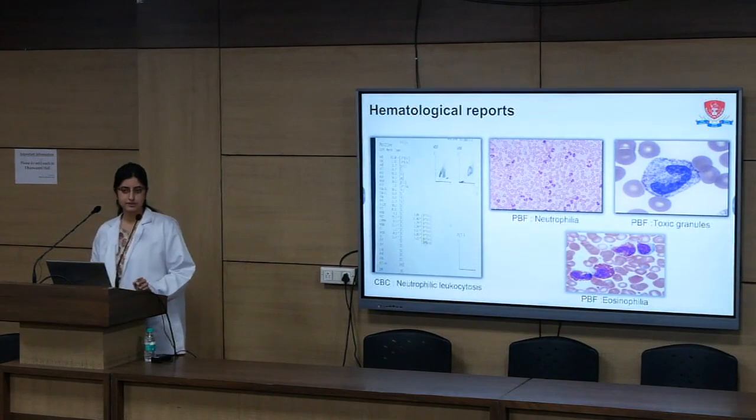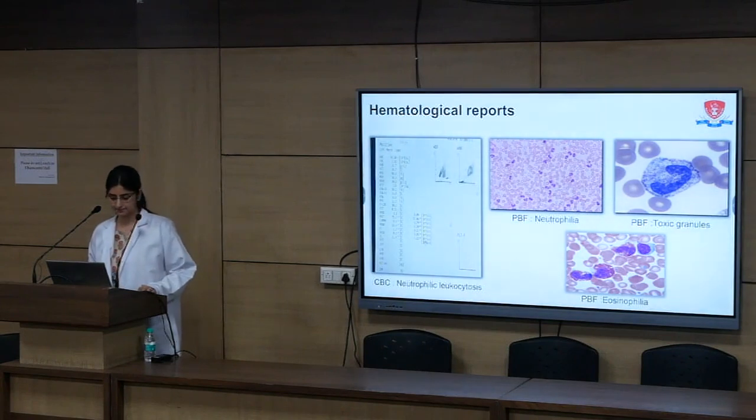The normal WBC count is 4 to 10,000 and the normal neutrophil count is 2 to 7,000. In the complete blood count image, we can see that there is neutrophilic leukocytosis. Both the WBC and the neutrophil count have increased. And the same is represented on the peripheral blood film, where we can see increased number of neutrophils as neutrophilia. And these neutrophils have increased granularity, and those granules have become coarse and are called toxic granules. This image represents a sepsis. The next is eosinophilia, in which we can see increased number of eosinophils.